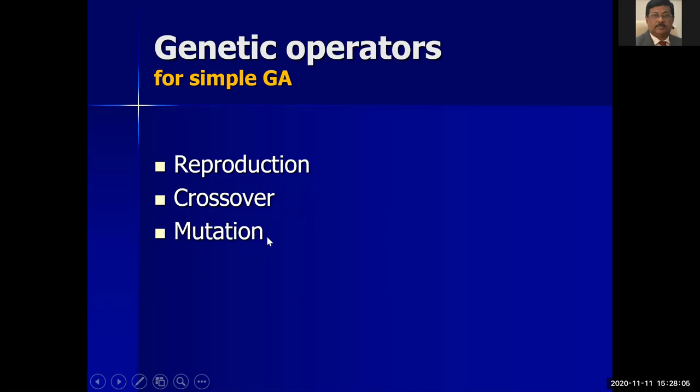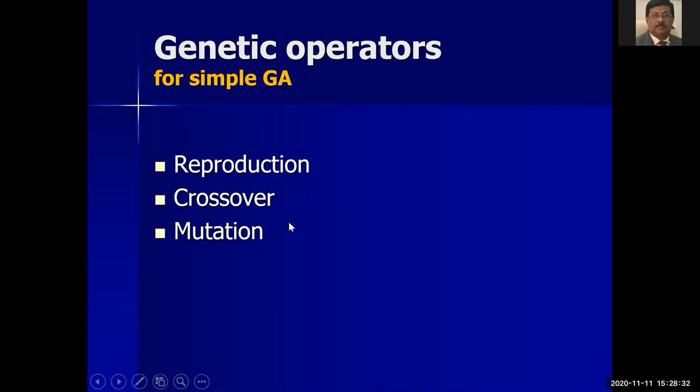Like that, the third operator is the mutation operator. So for example, you take the characteristics of a child from particular parents. In the child, a particular character may be different from their parents or from their ancestors. It has not come from the genetics. So if it is in genetics, it may be because of the mutation.